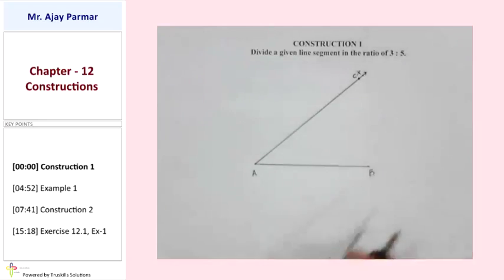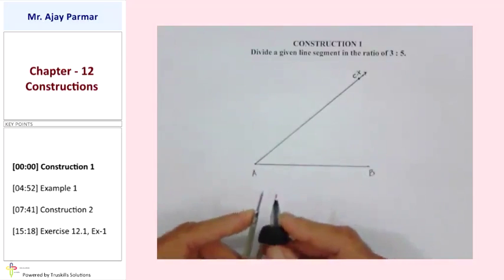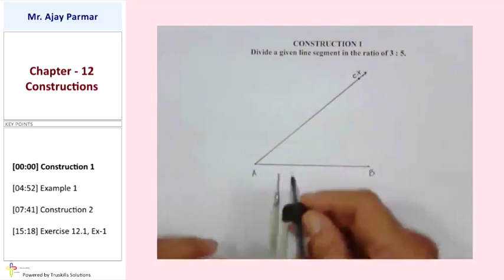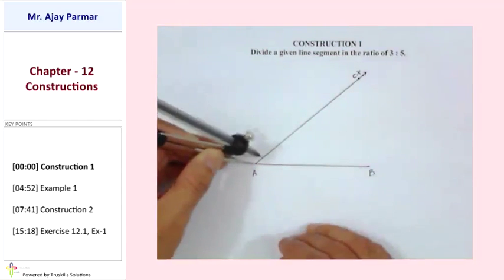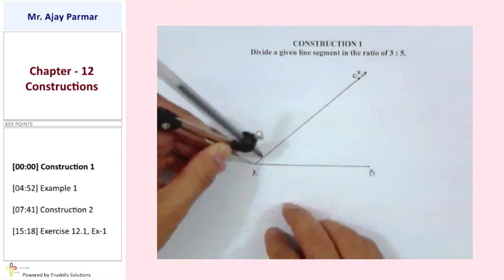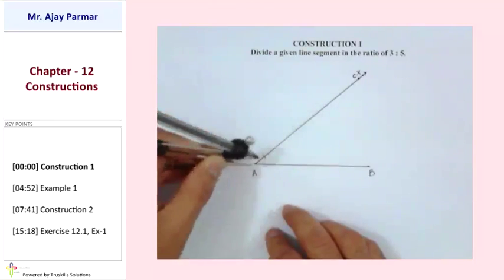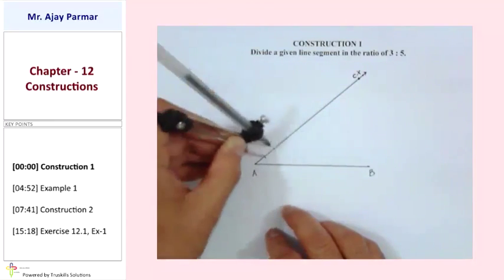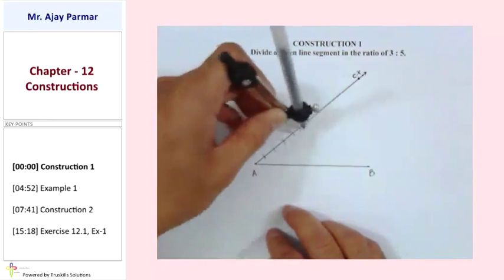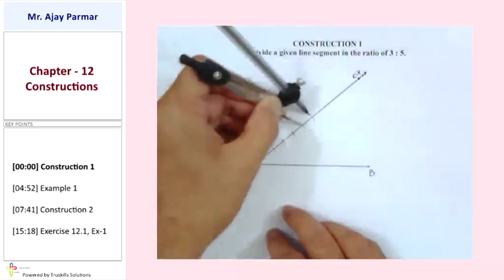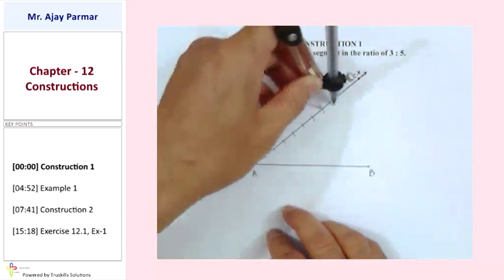So I am going to select a suitable radius. That radius should be small enough so that it is smaller than 1/8 part of this line segment AC. Let us draw this arc. You are free to select whatever radius, but take care that you do not select a very big radius. So here we get point A1, then A2, A3, A4, A5, A6, A7, and lastly A8.